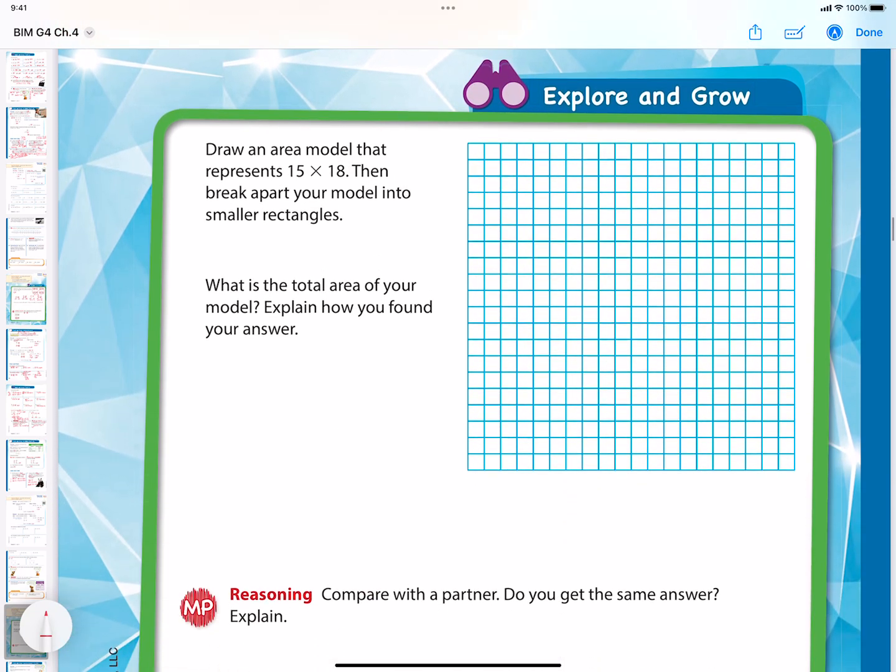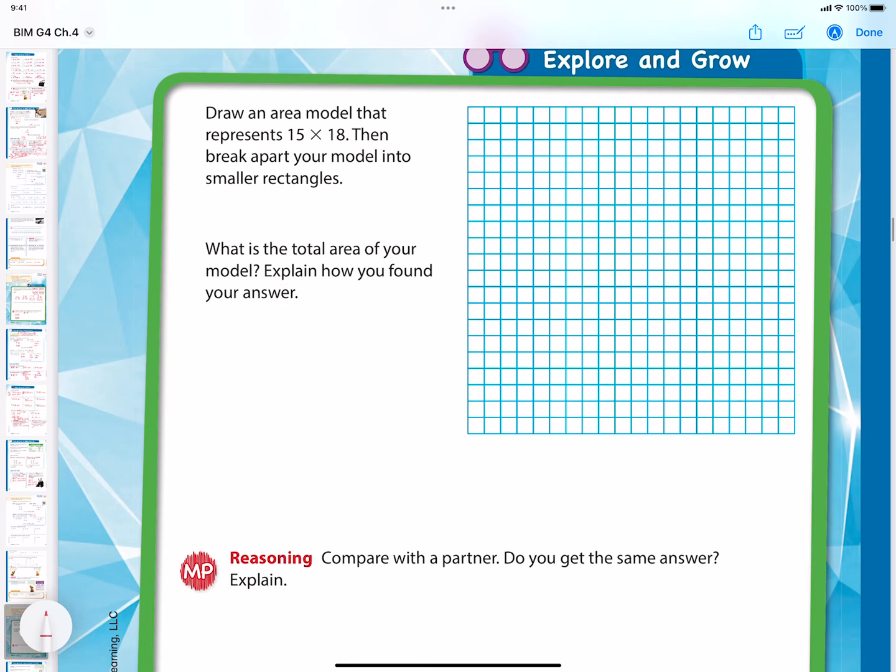All right, let's move on. Draw an area model that represents 15 times 18. Then break apart your model into smaller rectangles. They gave us this grid paper, so let's use it. So 15, I'm going to count from here to 15. 1, 2, 3, 4, 5, 6, 7, 8, 9, 10. I'm going to pause here since you're going to break that down, right? And 11, 12, 13, 14, 15. Of what? 15 of 18.